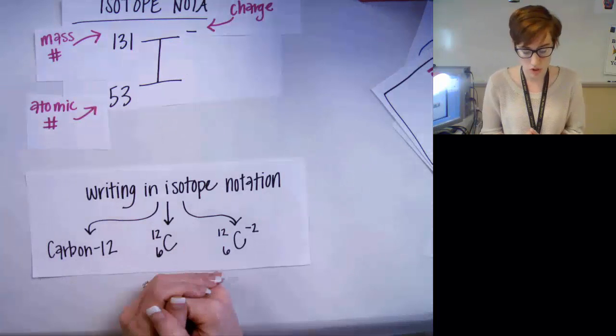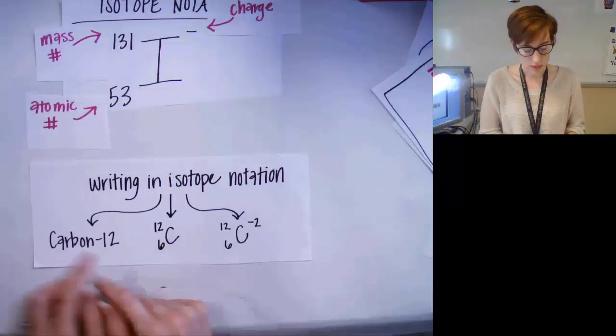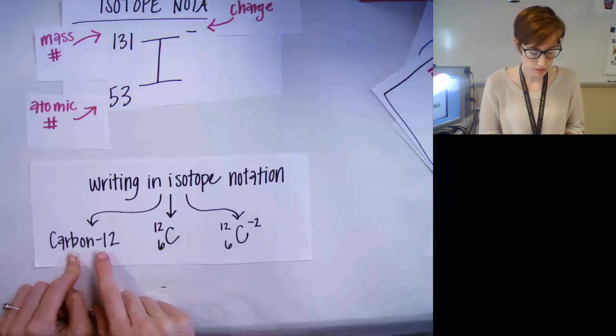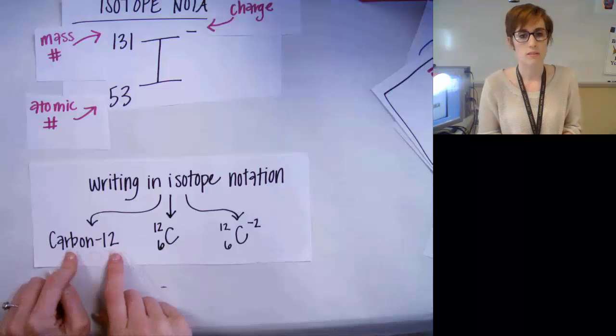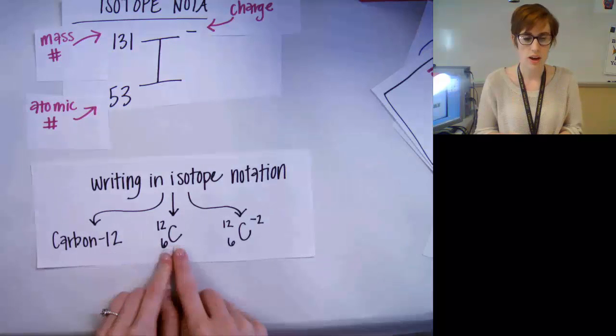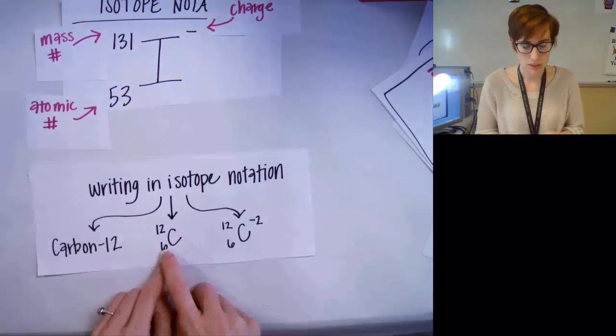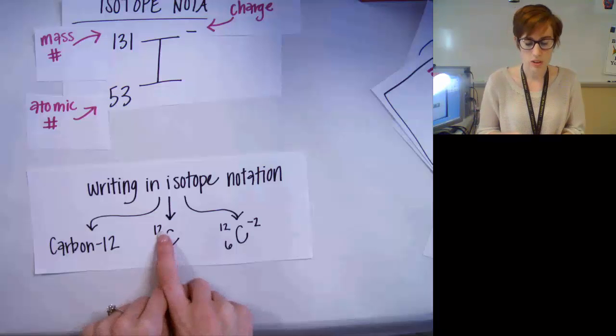Here are some different ways you can write an isotope notation. If you have a carbon atom that has a mass number of 12, then you can write the isotope as being carbon-12. Another way you can write it is put the C here, and on the bottom left hand you have the atomic number, and the top left hand you have the mass number. Another way you can write it is by including the charge.